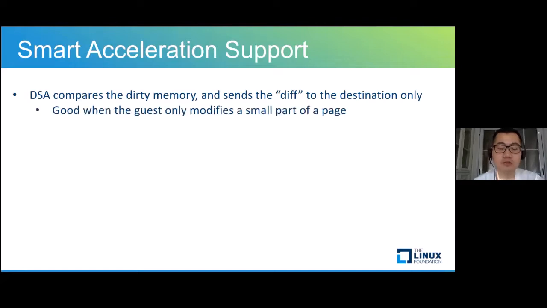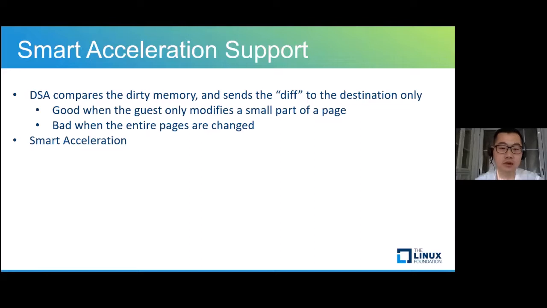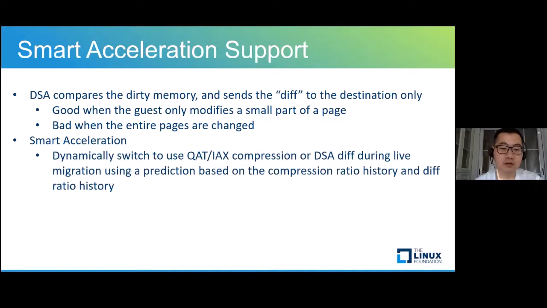So this works efficiently when the guest only modifies a small part of a page. But if the guest writes the entire 4K page, the 4K bytes each time, then DSA delta encoding might not be efficient. So in that case, we can use QAT to compress the 4K bytes instead of doing the delta processing. So we want to have a smart acceleration here.